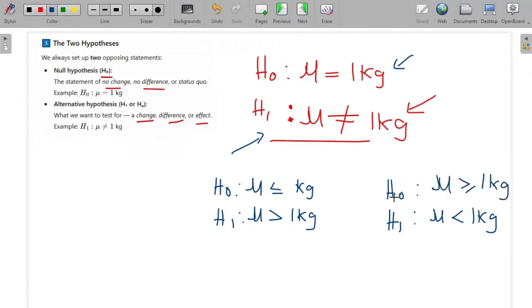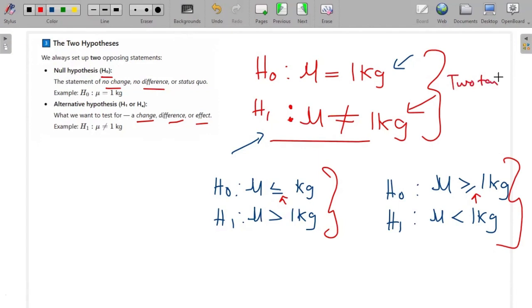1 kg. So you see that the null hypothesis always has some form of equality, because there's an equal sign down there, but in the alternative hypothesis, there is no equal sign whatsoever. These three scenarios give us three different tests. This one here gives us what we call a two-tailed test.